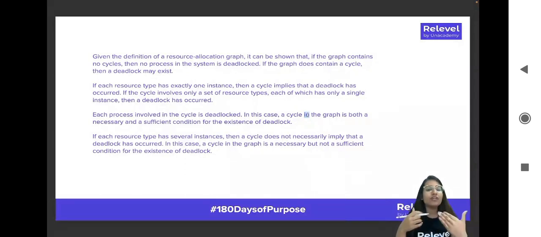But if the resource has several instances, then a cycle does not necessarily mean that there is a deadlock. If it was a single instance for every resource, then a cycle means deadlock. But if there are multiple instances, then there may or may not be a deadlock. In that condition, a cycle is a necessary but not a sufficient condition to say that a deadlock has occurred. Remember these points, they are very, very important.